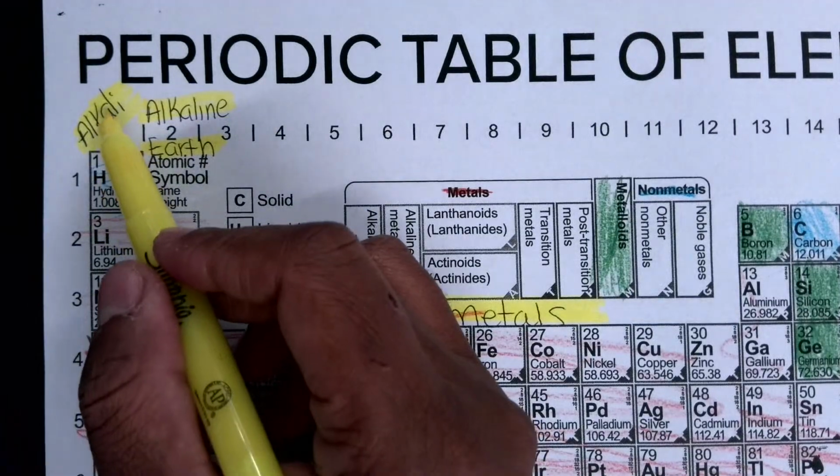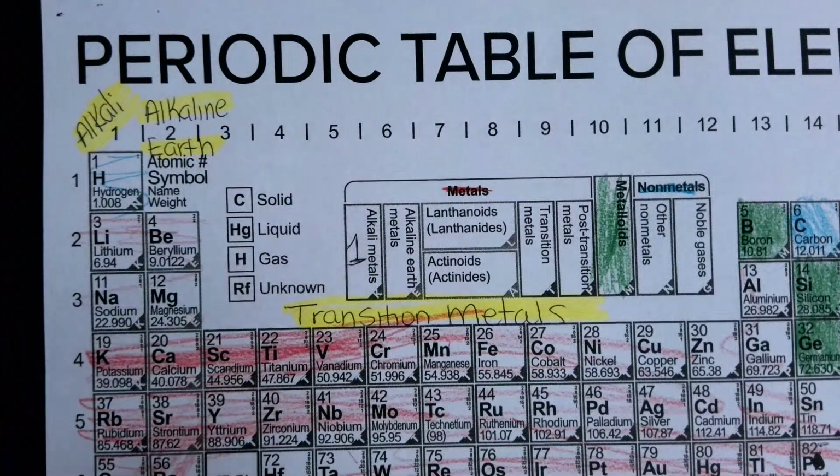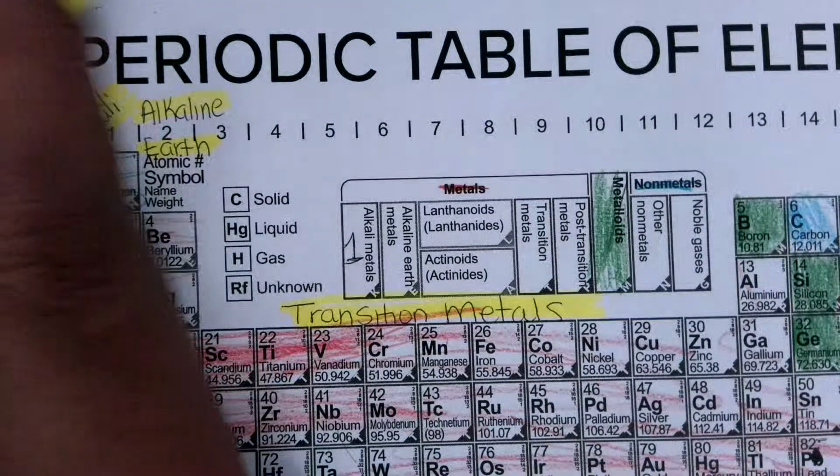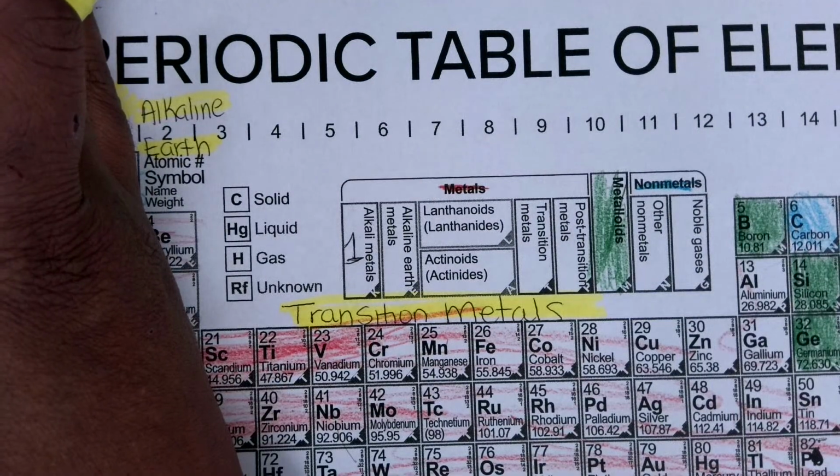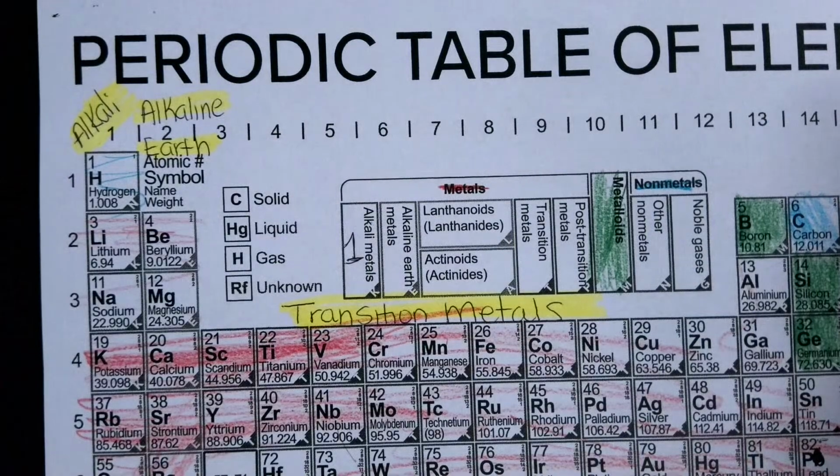The alkali is the two columns or groups closest to the noble gases, and they are the most reactive. Group 1 metals are the most reactive metals, and group 17, the halogens, are the most reactive nonmetals, because they're so close to being a noble gas that they're willing to do anything.